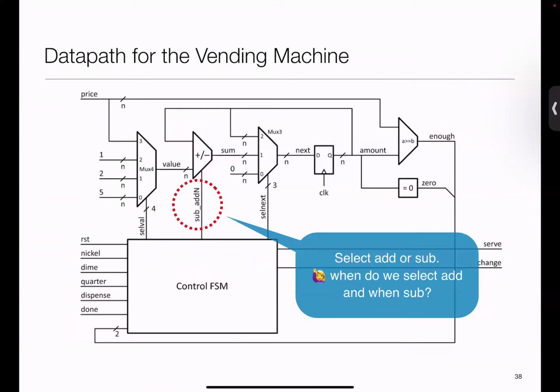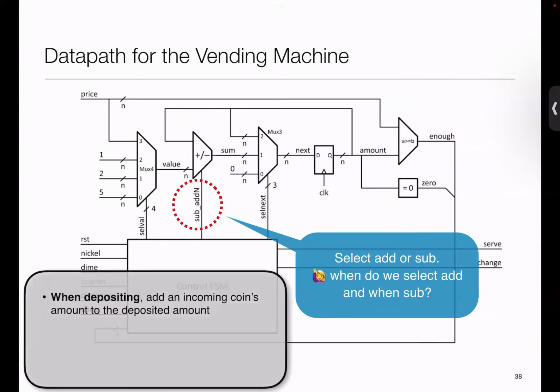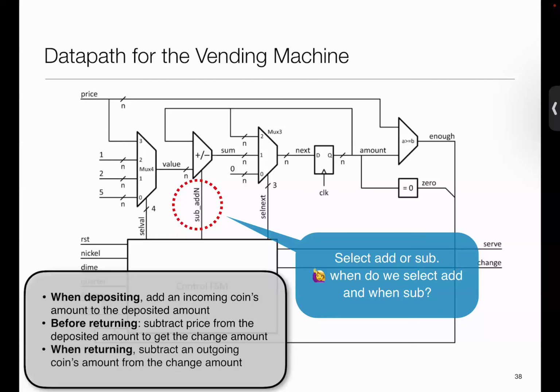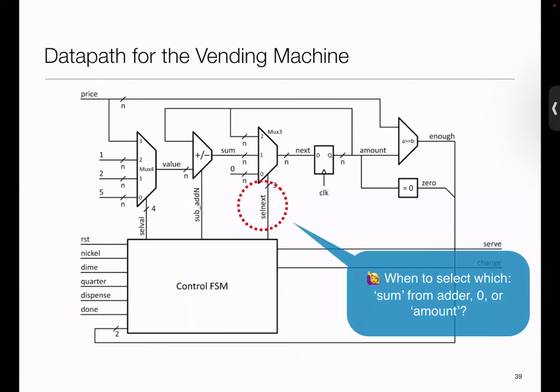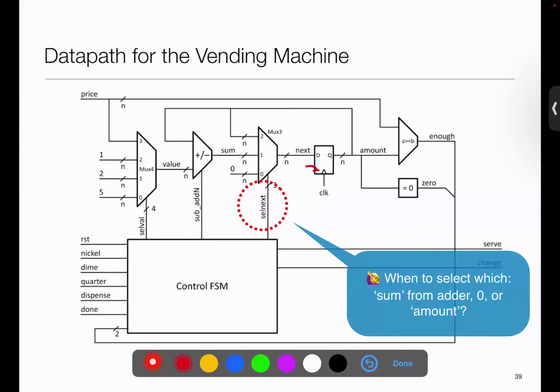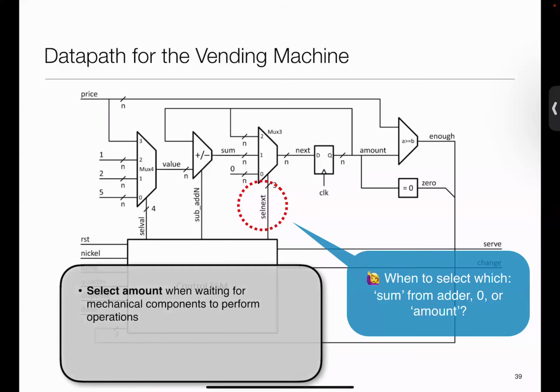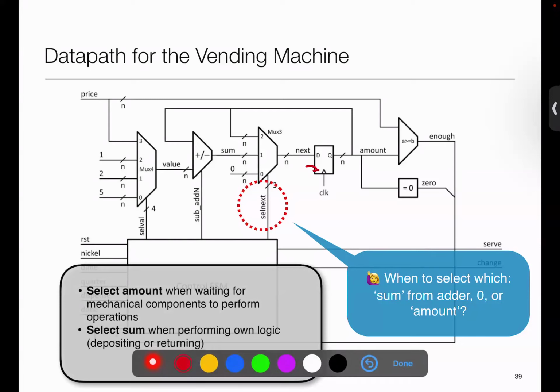Yeah, I think select add. So when depositing, we add an incoming coin's amount to the deposited amount. So that's what we do. When returning, we are going to subtract the price, and we are going to subtract the nickels. Okay, so that's how we are going to control that. How should we update, right? So this is the multiplexer doing that. Depending upon the various options, I may select the sum, I may select an amount of 0, or I may just retain the value.